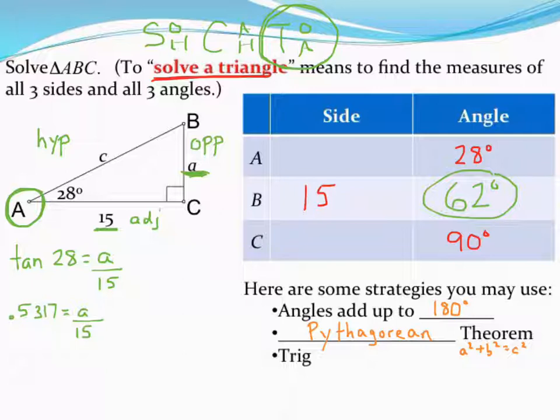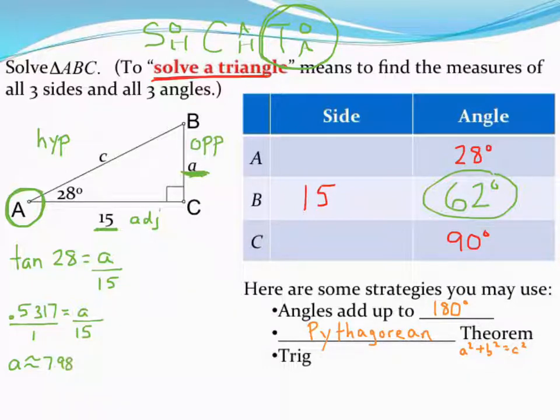There's a few ways you can solve this. One way that you could do this really easily that a lot of people like is just put that over 1 and solve it like a proportion. So cross multiplying it, side A is approximately equal to, using a calculator to do 0.5317 times 15, I find that side A to be about 7.98.